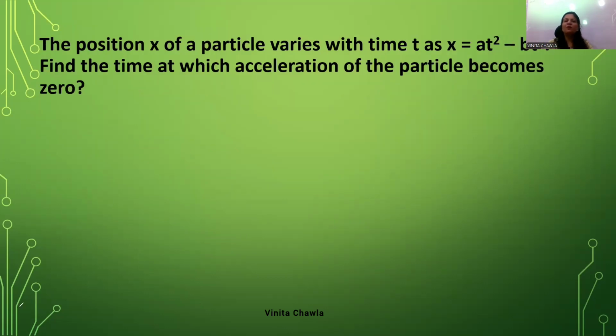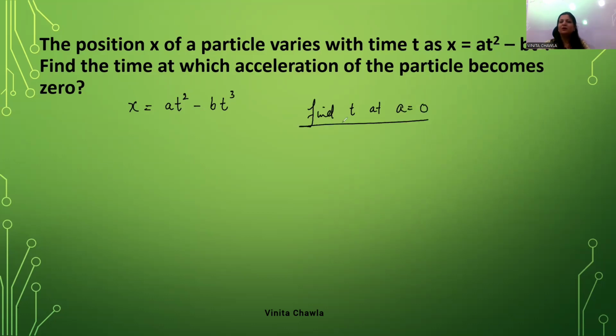The position x of a particle varies with time as x is equal to a t square minus b t cube. Find the time at which acceleration of the particle becomes 0. So we have to find t at which acceleration of the particle becomes 0.